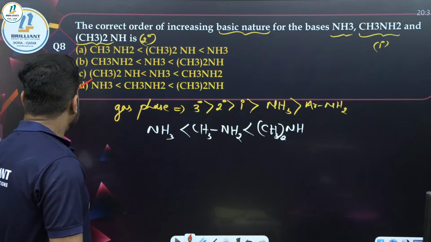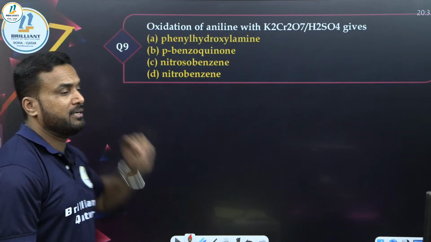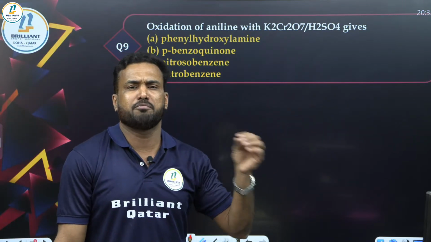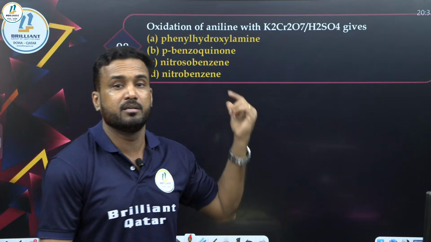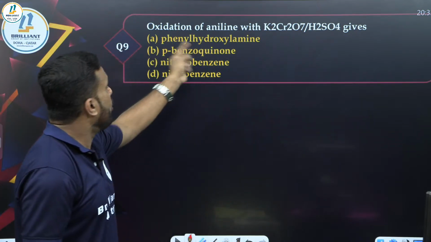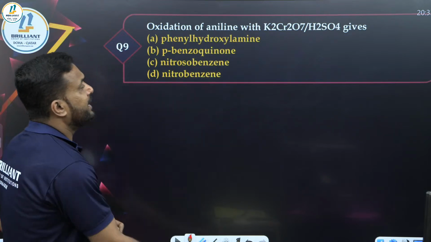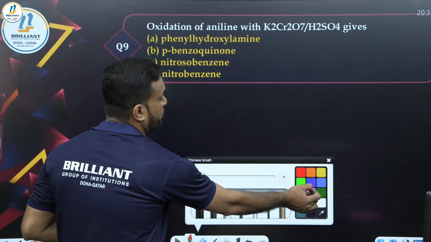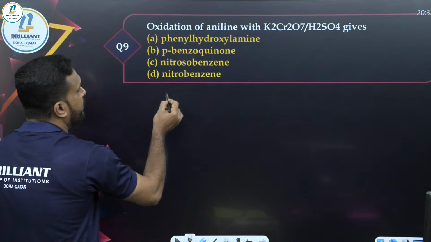Okay, now listen, we can go to the 9th one. The 9th one is another reaction, you know that one, complete the reaction. This question has been asked many times: oxidation of aniline with K2Cr2O7 and H2SO4. Here they can give it in two ways.